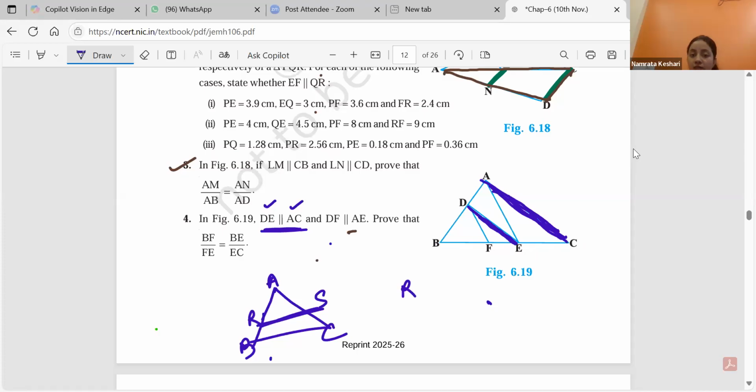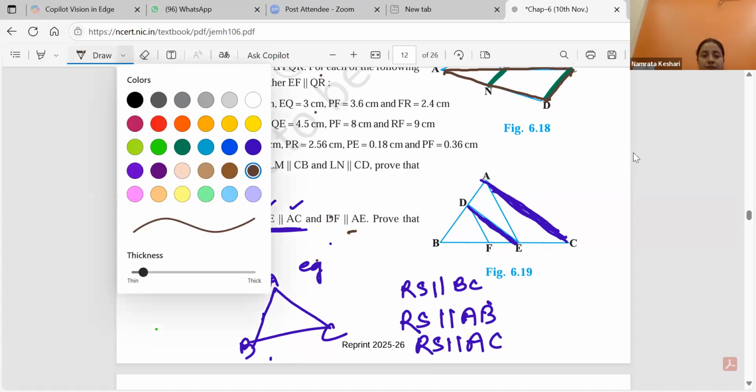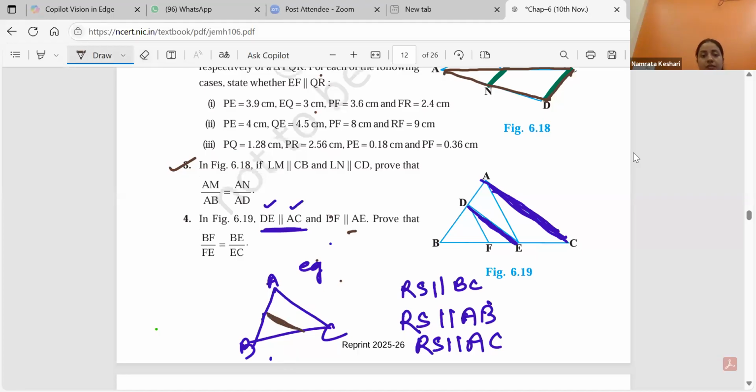In this example, RS must be parallel to BC, or maybe RS must be parallel to AB, or maybe RS must be parallel to AC. That must be the case, then only we will be able to write the ratios and all. Are you getting it? It can be like this, or it can be like this. That type of triangle you need to search.